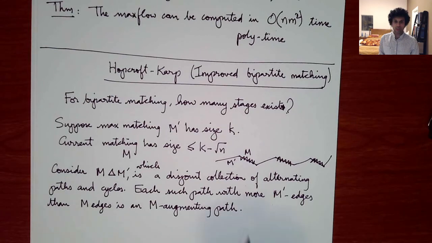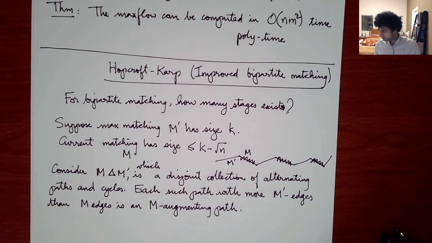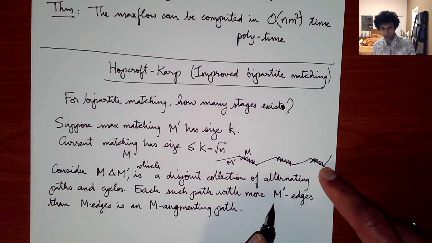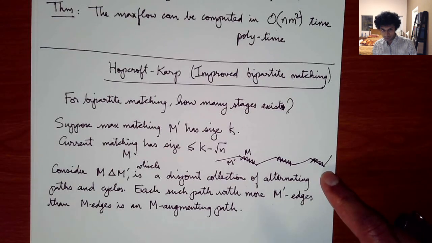How many more M' edges are there than M edges in any such path? Yes? Is it root of n in your example? In a single such path, how many more M' edges are there than M edges? Just one? Just one.